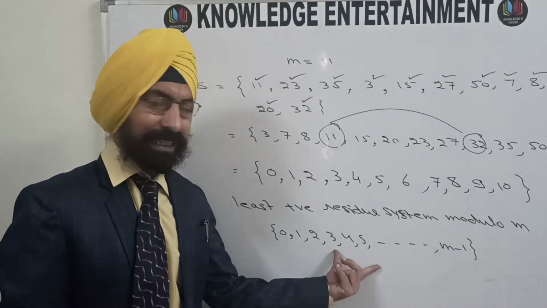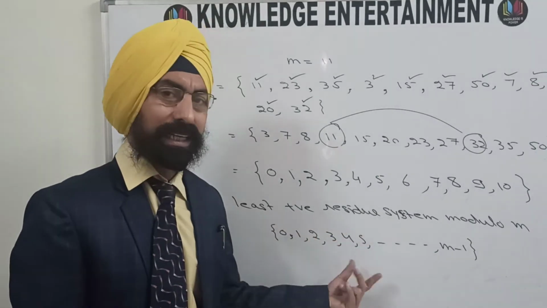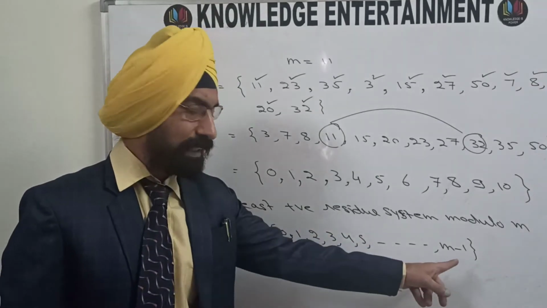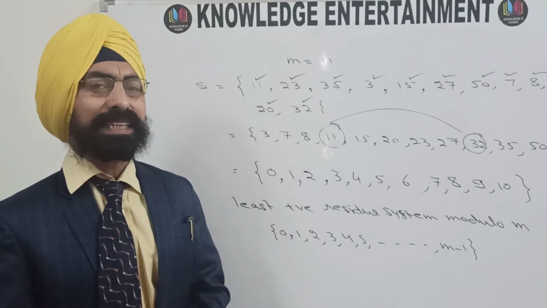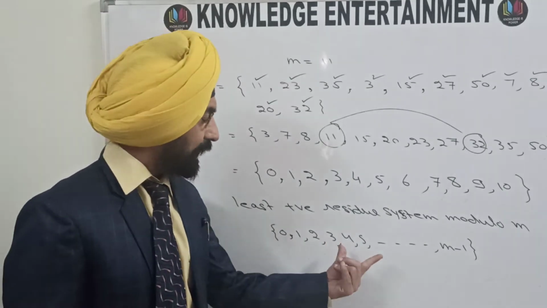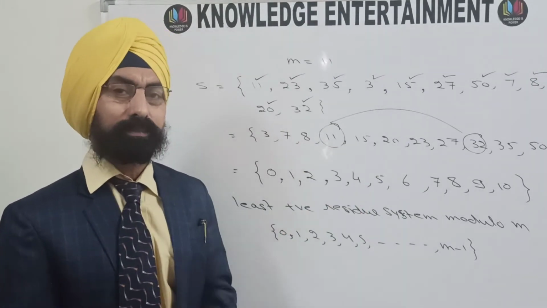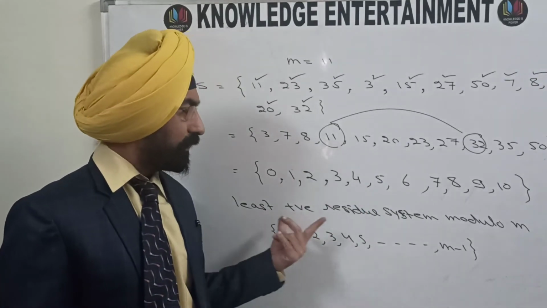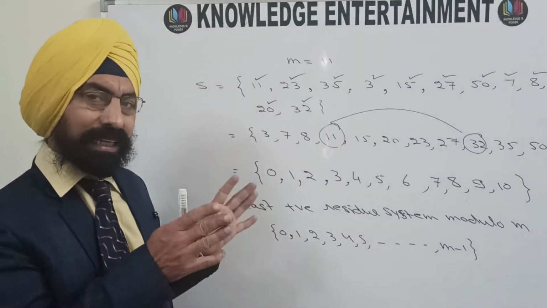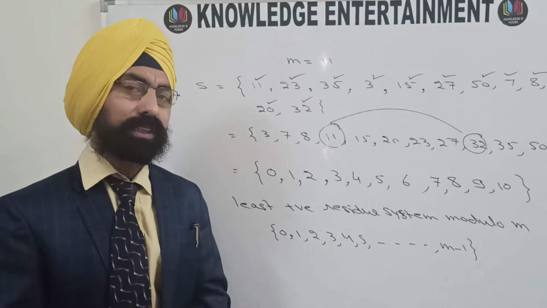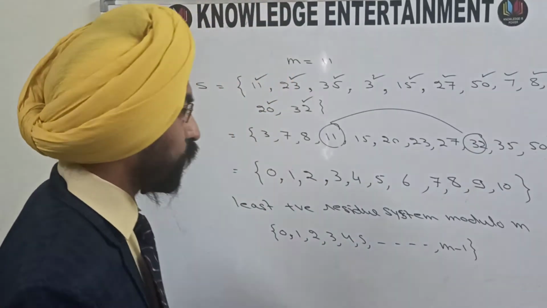How many numbers are there? Exactly m, because you are starting with 0. m members are there. No two of these are congruent to each other modulo m. And for every integer, you will get exactly one member here, which is congruent to that particular number modulo m. So this is the least positive residue system modulo m. So we have discussed the residue system, complete residue system modulo m and least positive residue system modulo m.